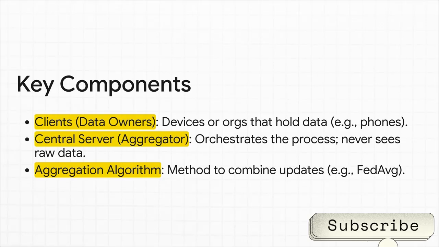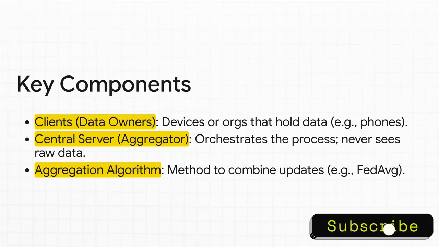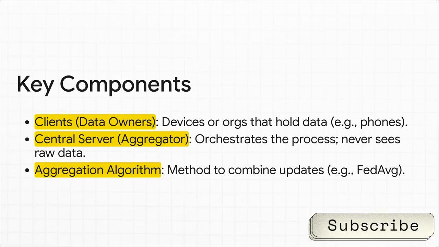So this whole system really just has 3 main parts. You've got the clients, that could be your phone, a hospital, a bank, whoever has the data. Then there's the central server, which is like the orchestra conductor. It organizes the whole process, but, and this is key, it never actually sees the raw data. And finally, you have the aggregation algorithm. That's basically the mathematical recipe the server uses to mix all those updates together to create a smarter model.